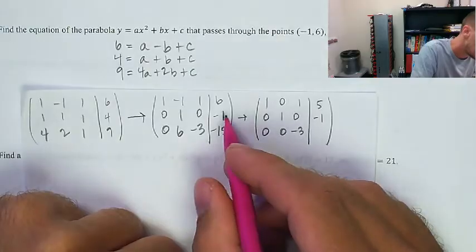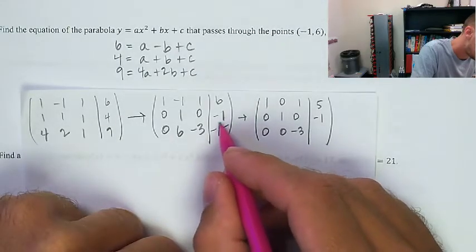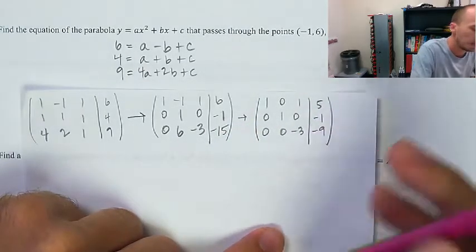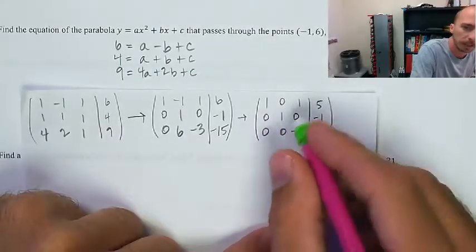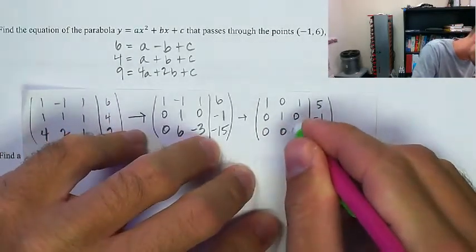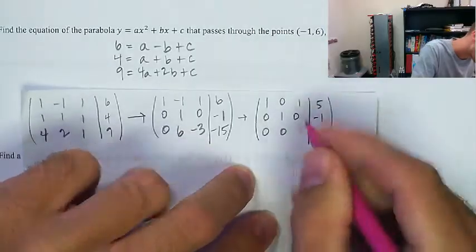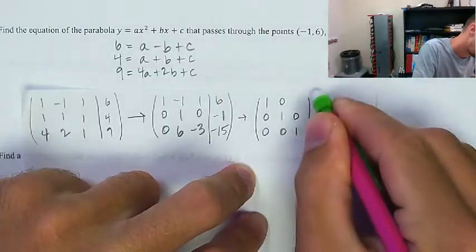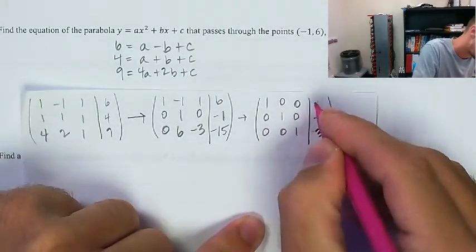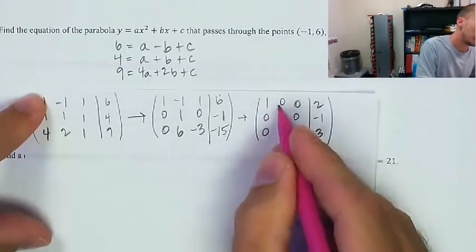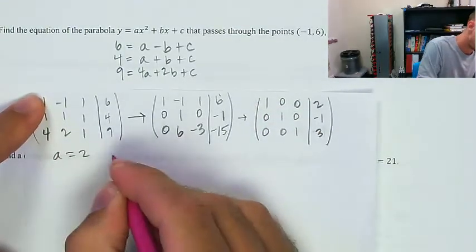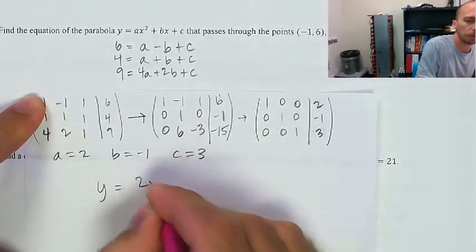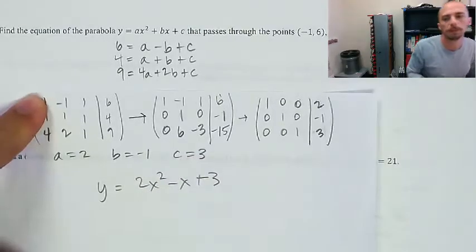Okay, so row 3 minus 6 row 2s is going to be like adding 6 back, and I'll have -9. Now I can divide by my -3, and I'll get 1, 3. Now I'll subtract this up, and I will get 0, 2. So A equals 2, B equals -1, C equals 3, and my parabola is y equals 2x squared minus x plus 3.